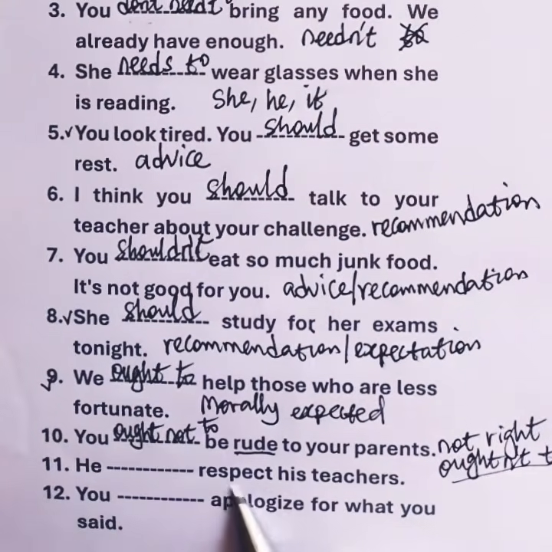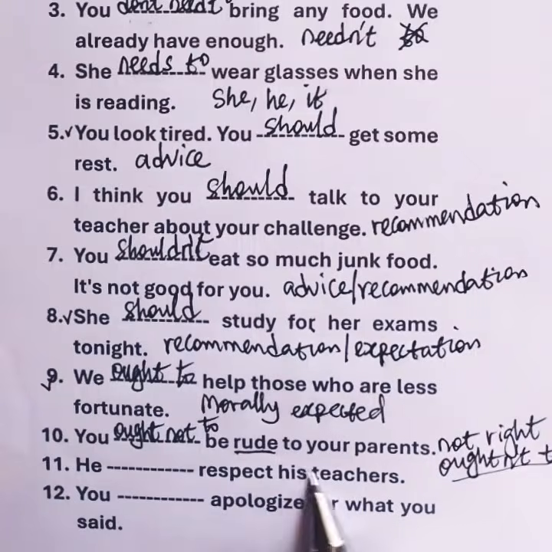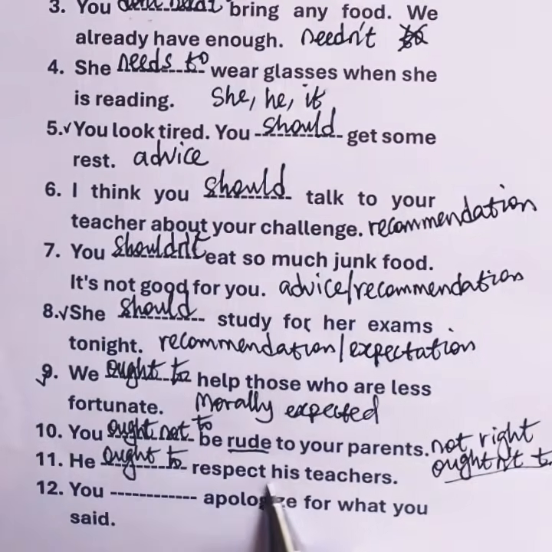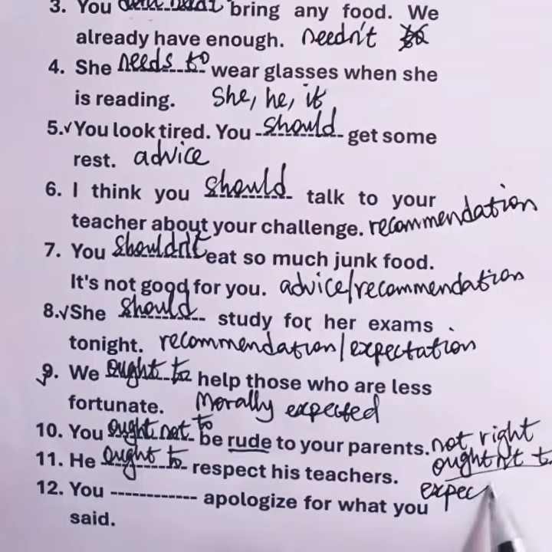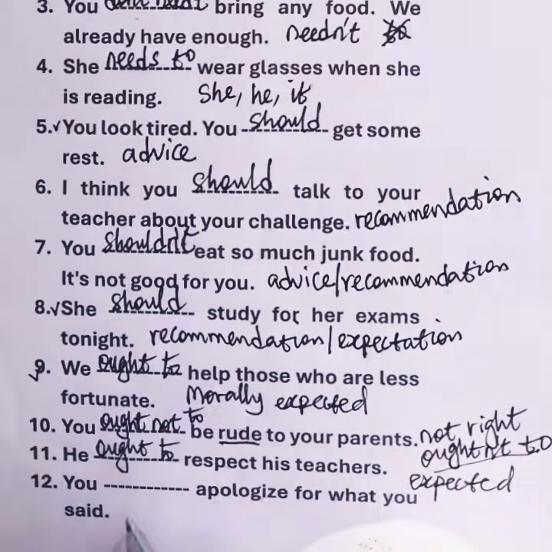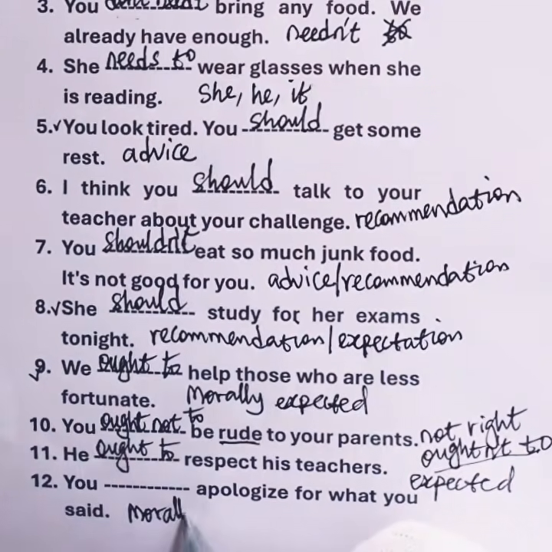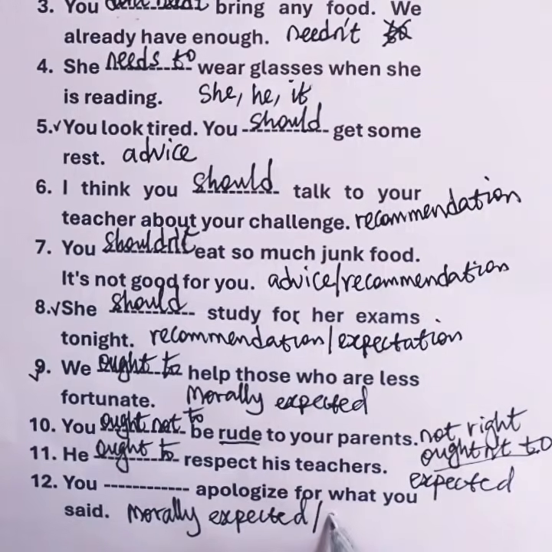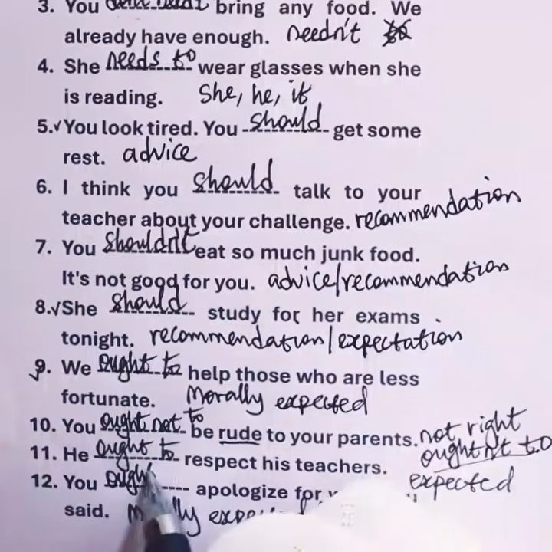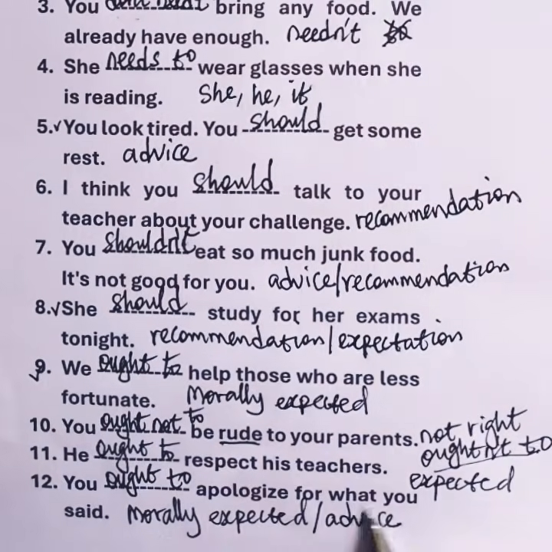Next, he blank respects his teachers. This is something that is expected of everyone to do. Ought to. He ought to respect his teachers. Expected. The last example says, you blank apologize for what you said. If you have said something wrong, it is morally expected of you to apologize. So we can also say that this is a piece of advice. So ought to can be used. You ought to apologize for what you said.